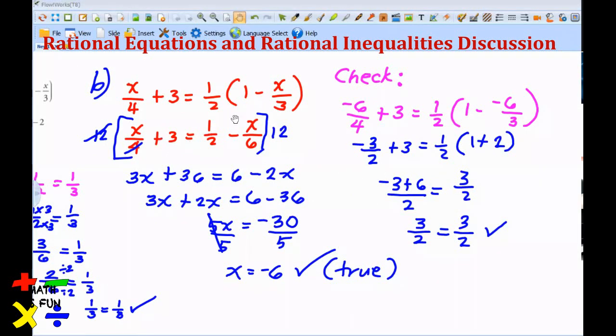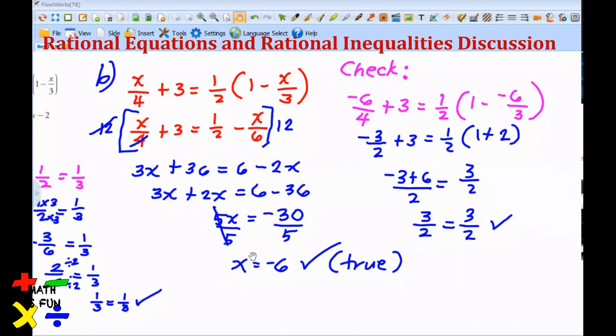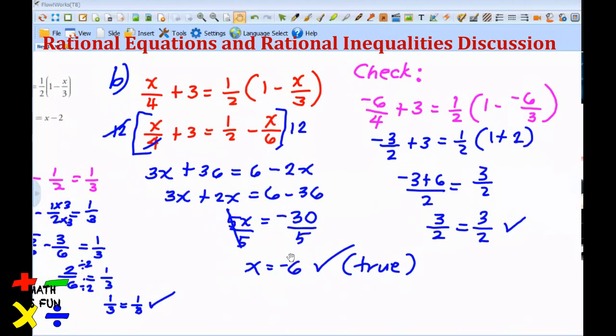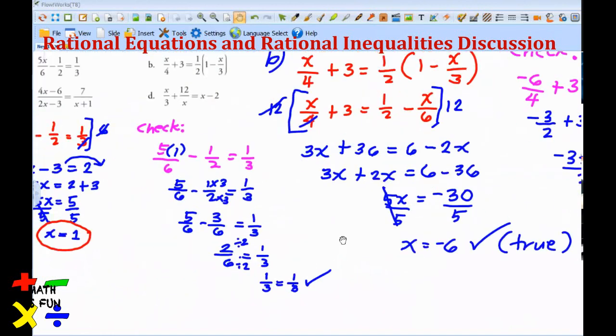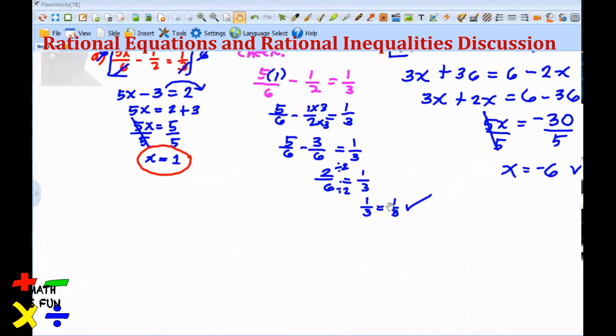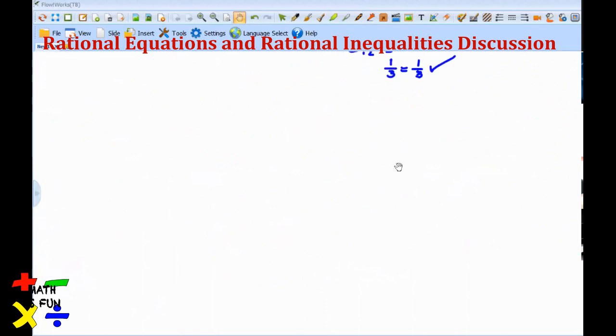Okay, let's go now to letter C. What is the given on C? 4x minus 6 over 2x minus 3 is equal to 7 over x plus 3.